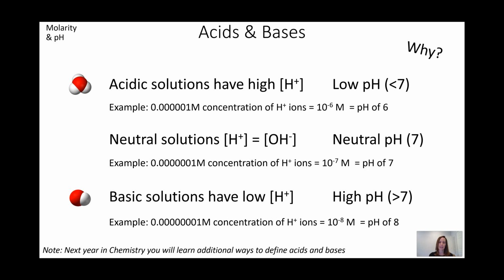So let's have an example. Let's actually start with our neutral solution in the middle, and we see that neutral solutions we know have 10 to the negative 7 molar H plus ions. If we write that out, that's 0.00000001. That is equivalent to a pH of 7.